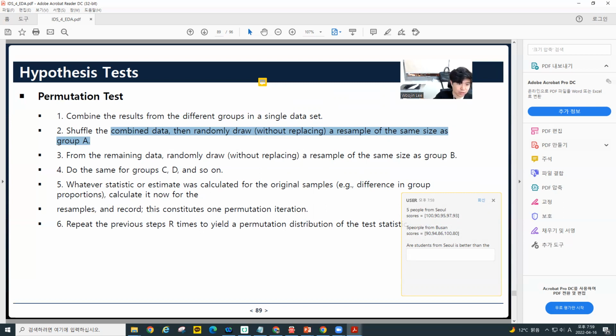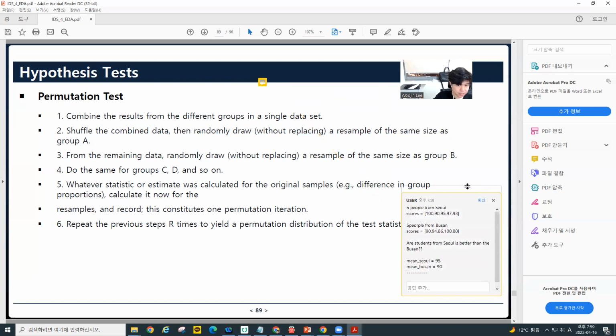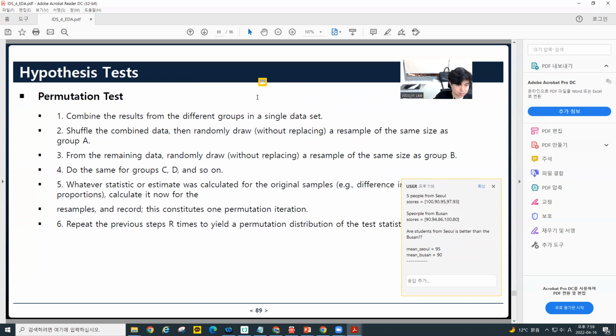And then we check, is the difference bigger than 5? What percentage is bigger than 5? So this is what we want to check. Using this kind of procedure, we can check whether the difference between these 5 is statistically significant or not.